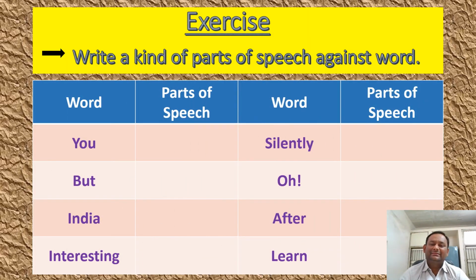Now friends, let's do the exercise of it. Write the kind of part of speech against the words. Here, a list of words has been given to you. You are to write which part of speech the word is. You, but, India, interesting, silently, oh, after, learn. Such words have been given. You have been given the time to do this exercise. Friends, I hope you have understood this. Now, let us try to do this exercise.